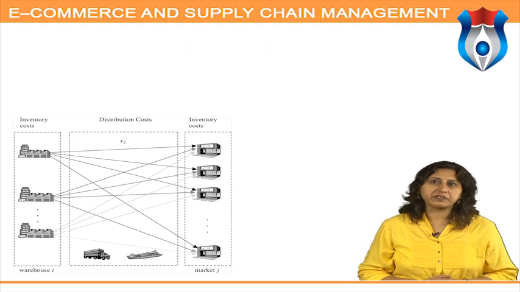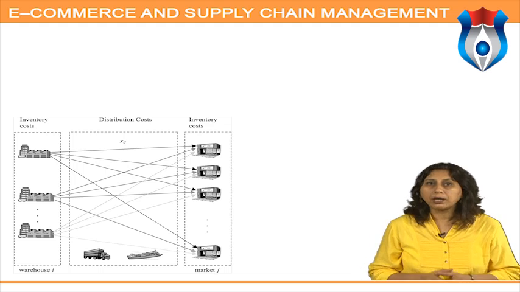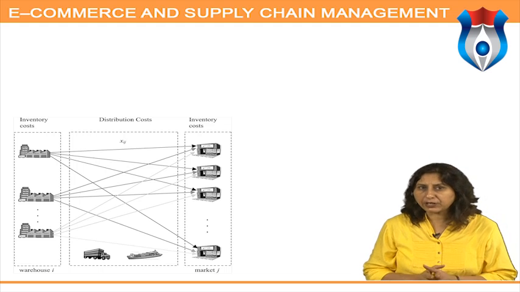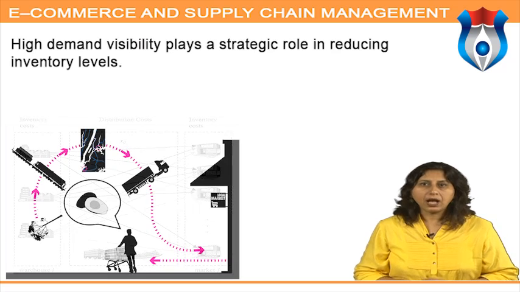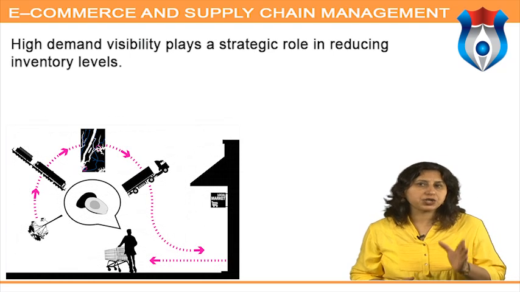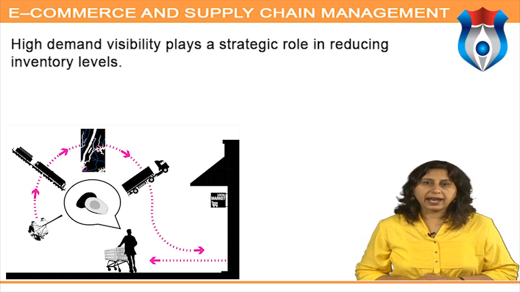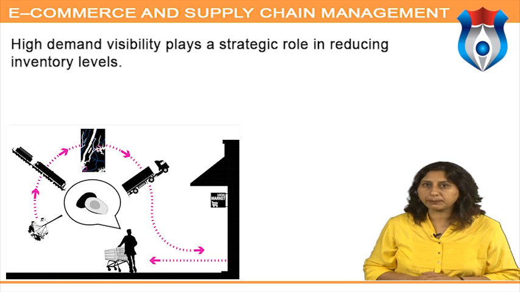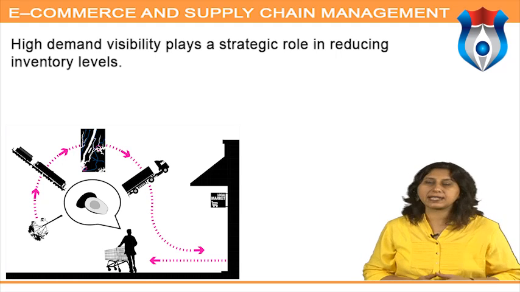Poor management of information flows essentially leads to the so-called bullwhip effect that requires the holding of excessive levels of inventory. High demand visibility plays a strategic role in reducing inventory levels. Efficient and effective network-based communication structures in a supply chain have the potential to offset these effects.